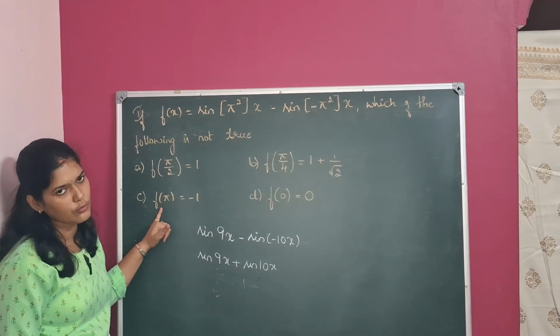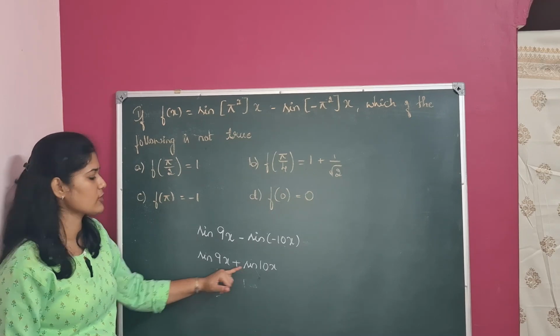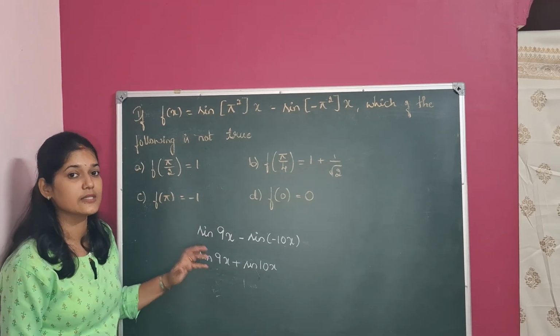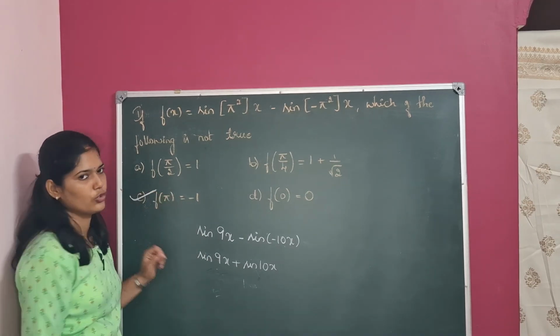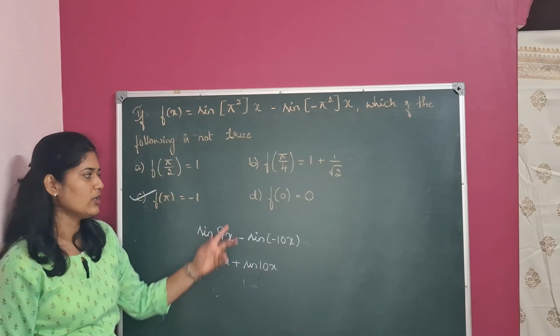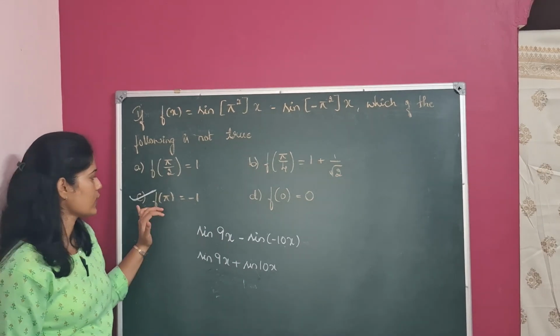If we substitute x equal to pi, then sine 9 pi value is 0, and sine 10 pi value is also 0. 0 plus 0 must be 0, but they have given minus 1, which is not true. If we check for 0, sine 0 plus sine 0 is 0. Therefore, option D is also correct. Only the incorrect answer is option C.